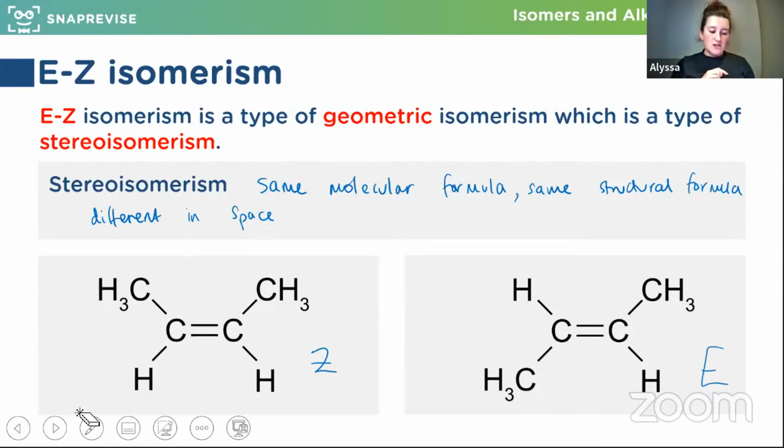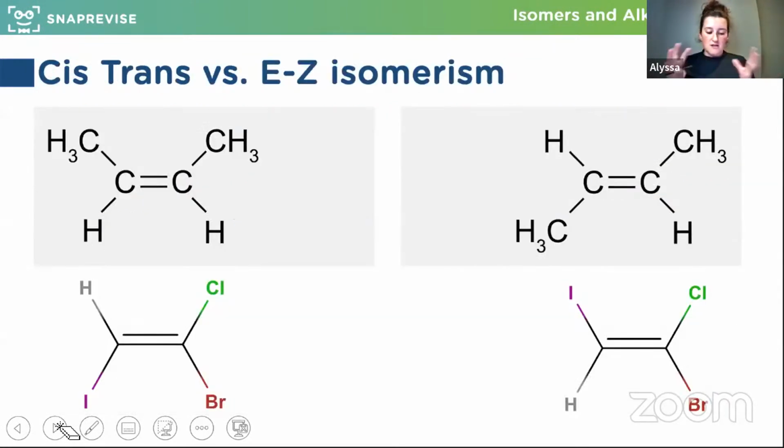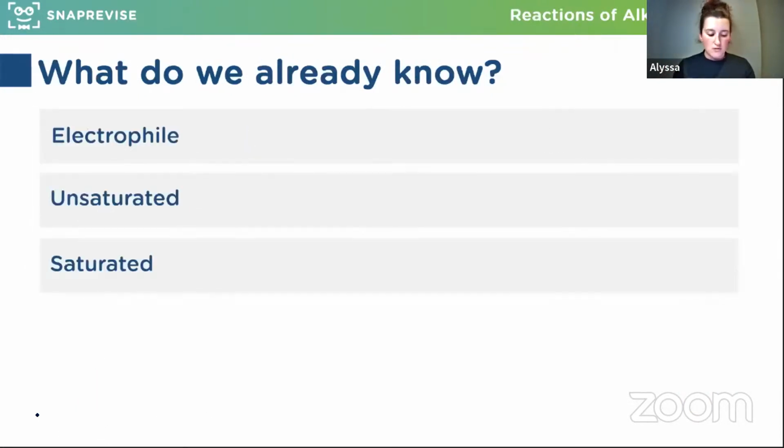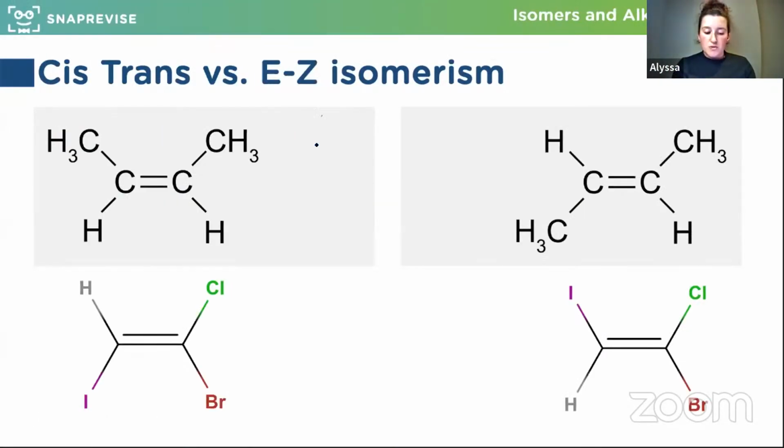Okay, so let's have a look then at these differences. So these top two we've said, the left-hand one is a Z isomer, and the right-hand one is an E isomer. Z because they are on the same side, and E because they are on opposite sides.